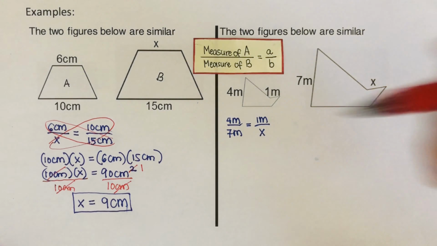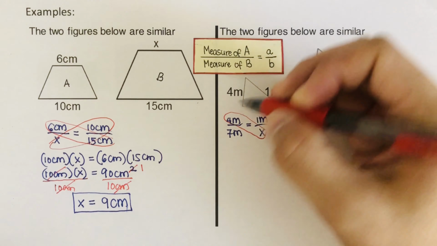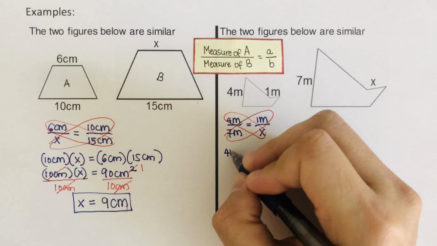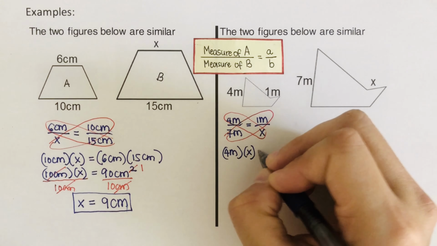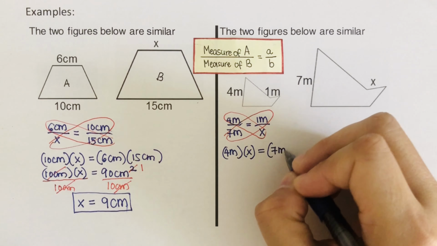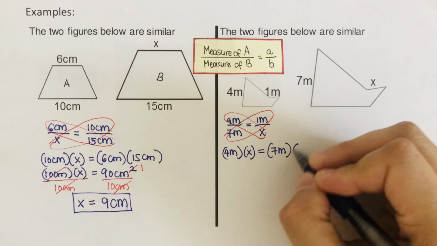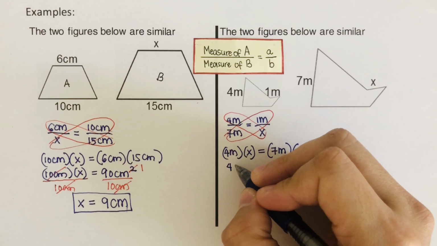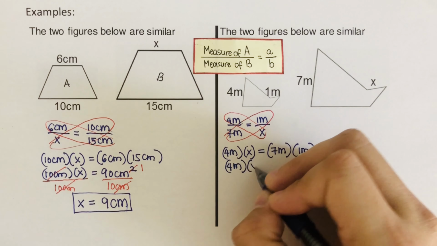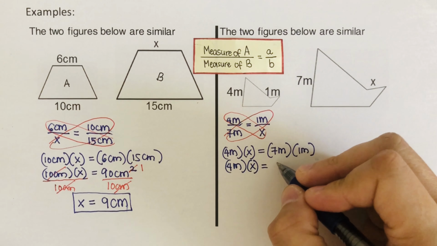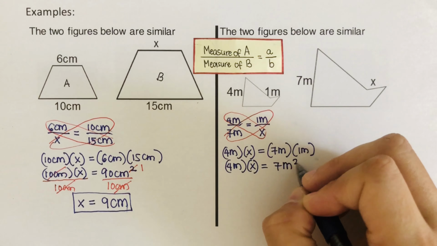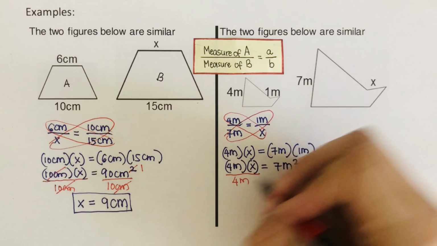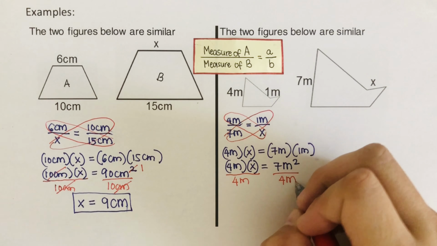From here we can cross multiply. We can rewrite this as 4 meters times X is equal to 7 meters times 1 meter. Multiplying those two together, 4 meters times X is equal to 7 meters squared. Then we want X by itself, so we divide both sides by 4 meters.